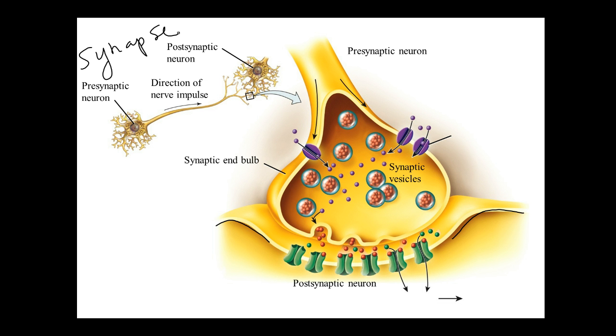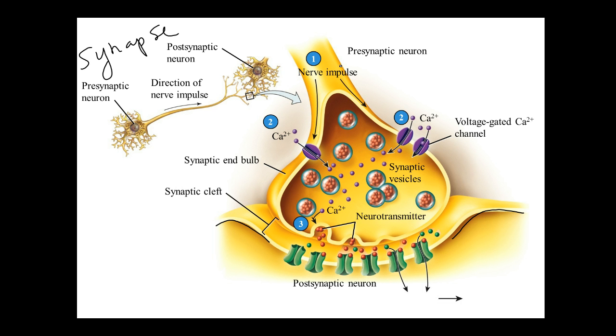So the first thing is that the presynaptic neuron is going to be sending an action potential down it. Remember, action potentials cause a change in charge inside the neuron. And when that action potential reaches the end of the axon, that end bulb, that's going to cause the calcium voltage gates on the end bulb to open. When calcium voltage gates open, calcium is going to rush inside. That influx of calcium is going to cause neurotransmitters to be released from the vesicles. These neurotransmitters are being released into the synaptic cleft.